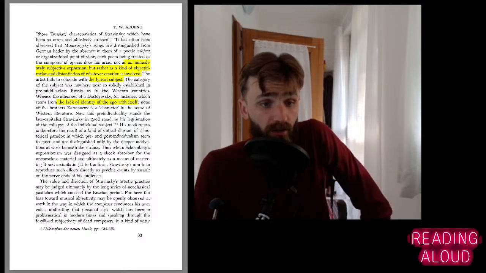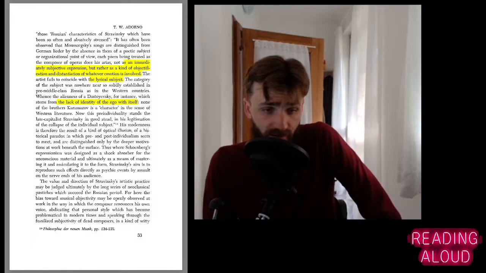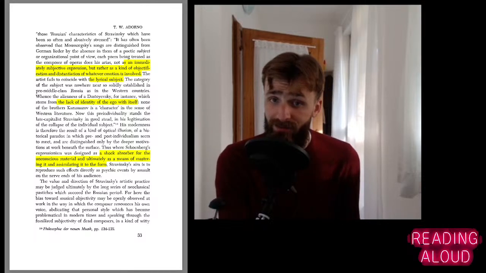Back to Jameson. His modernness is therefore the result of a kind of optical illusion, of a historical paradox in which pre- and post-individualism seem to meet, and are distinguished only by the deeper motivations at work beneath the surface. Thus, where Schoenberg's expressionism was designed as a shock absorber for the unconscious material, and ultimately as a means of mastering and assimilating it to the form, Stravinsky's aim is to reproduce such effects directly as psychic events by assault on the nerve ends of his audience.